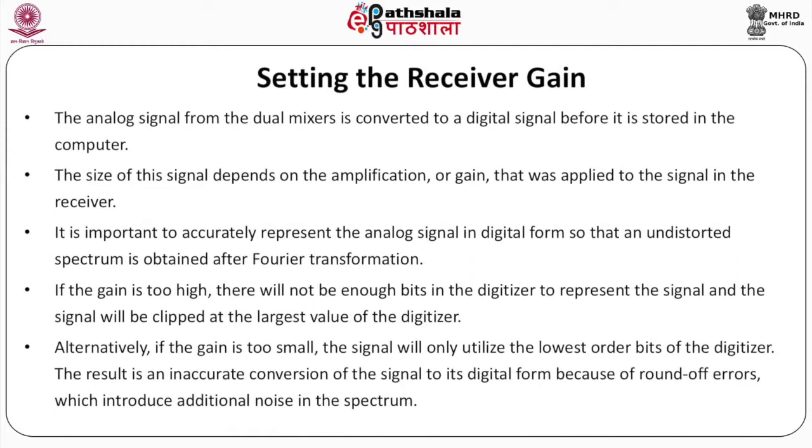If the gain is too high, there will not be enough bits in the digitizer to represent the signal, and the signal will be clipped at the largest value of the digitizer. Alternatively, if the gain is too small, the signal will only utilize the lower order bits of the digitizer. The result is an inaccurate conversion of the signal to its digital form because of round-off errors, which introduce additional noise in the spectrum.